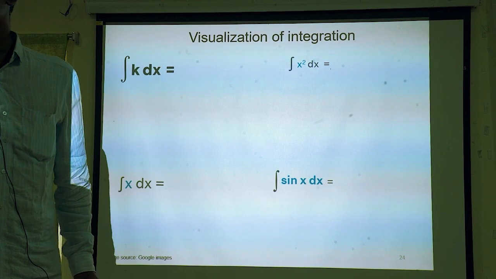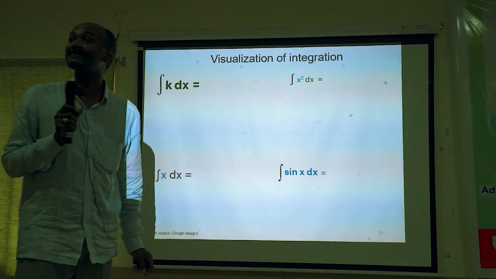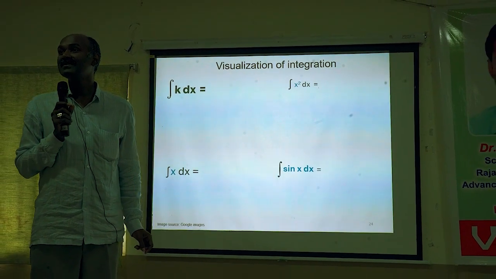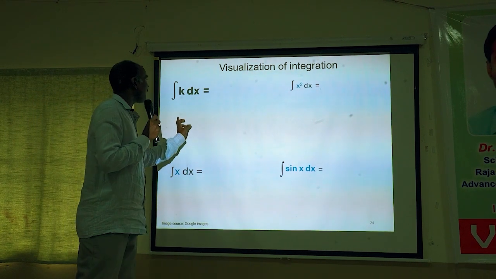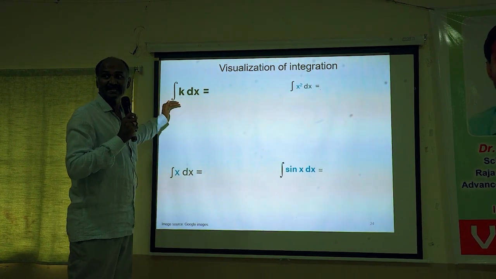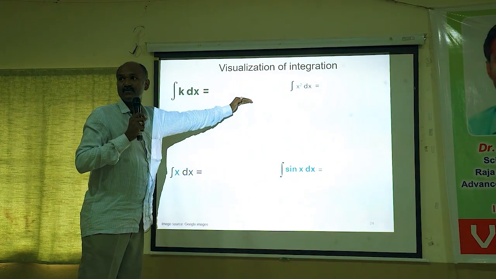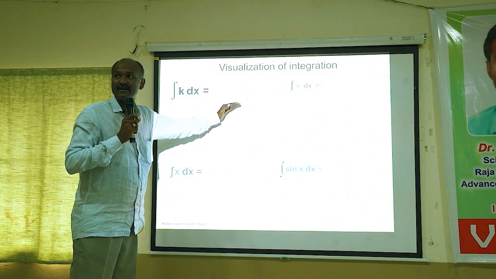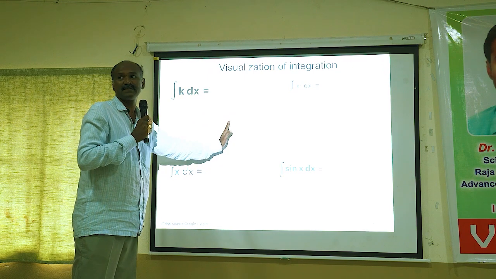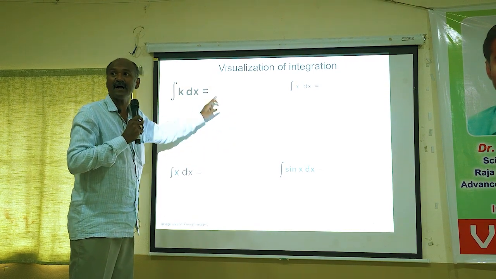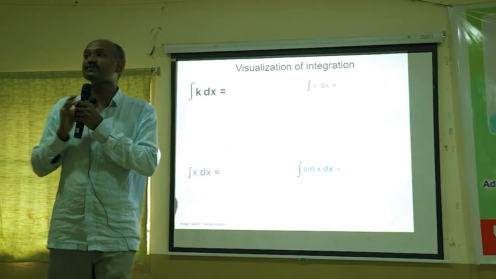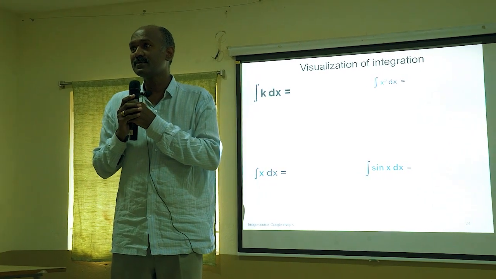How did it come? Can you show? I will take an x-axis. y is equal to k means one straight line. From 0 to x, if I draw it, what shape does that curve form? Can you tell?